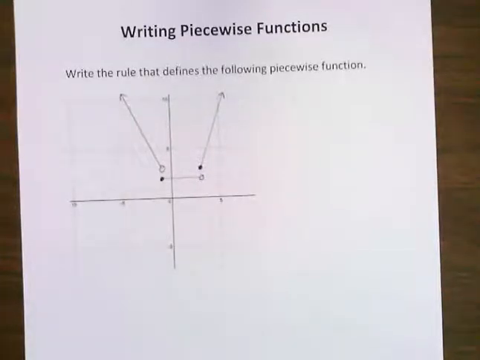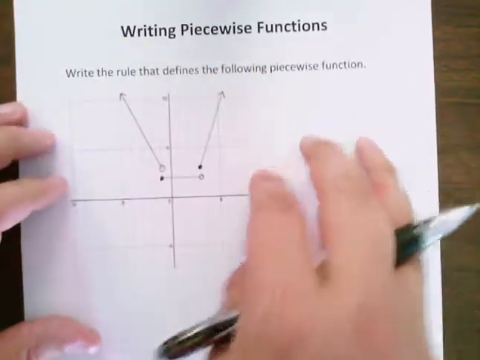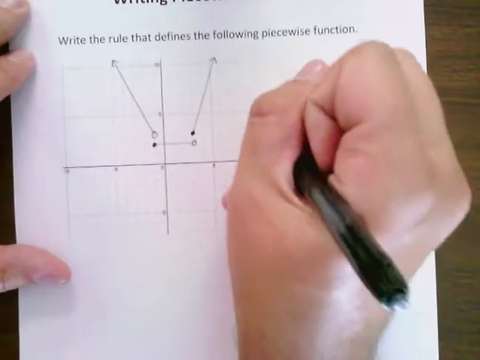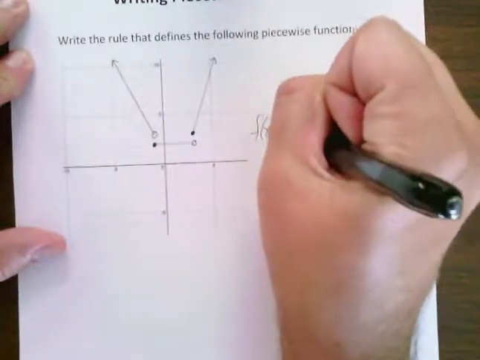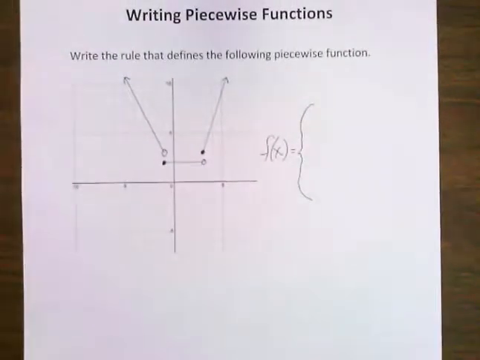Hey guys, let's review how to write piecewise functions. So we've done graphing piecewise functions. We're now going to flip what's going on. You're going to be given a piecewise function, and we need to come up with the actual equations and rules that make it a piecewise function. So what we're really looking at is we're going to have an f of x, and a series of equations with rules for this piecewise function.